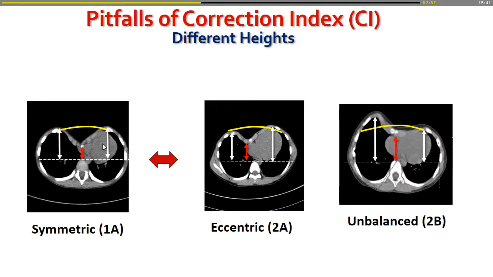well, both sides, the height is the same. But in asymmetry, we have different heights on both sides. This is extremely different. So which height can we include in the equation to calculate the correction index? In the authors' paper, they generally adopted the right side here. I don't know why, but in this case, this is incorrect.